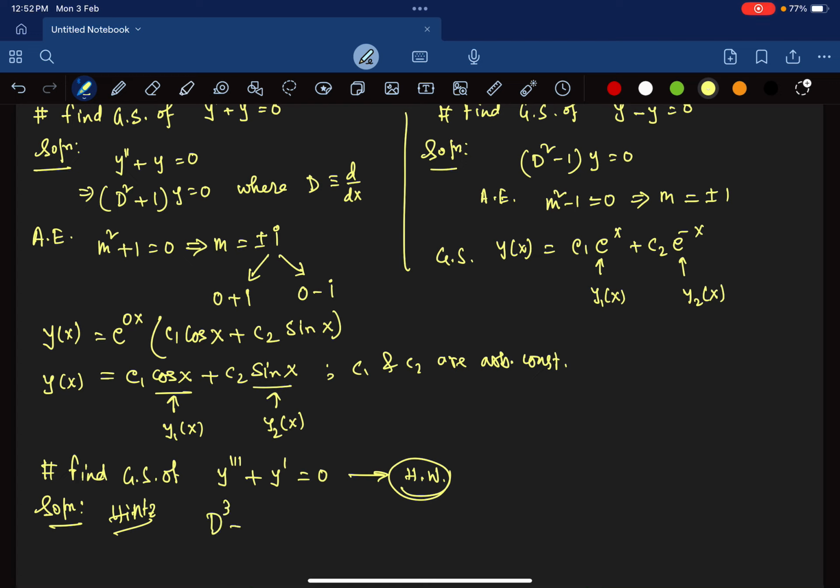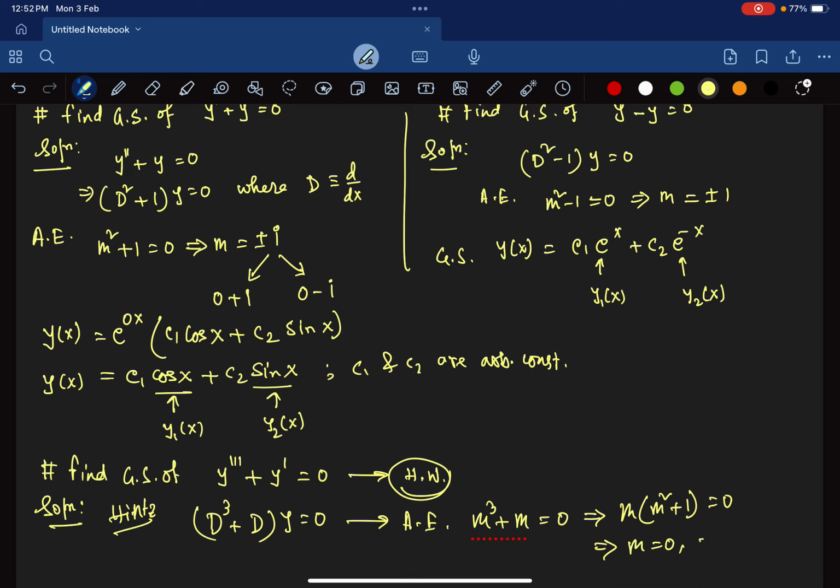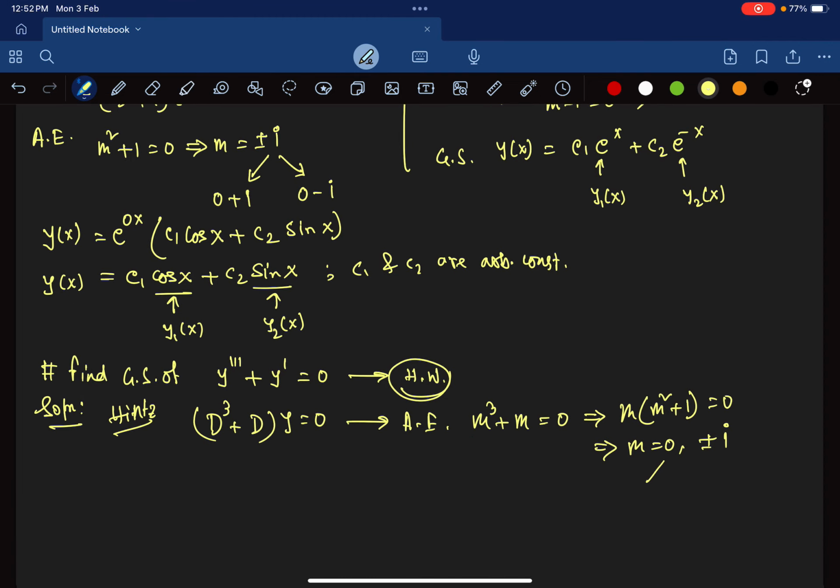The operator form is D^3 y + D y = 0. So immediately the auxiliary equation will be m^3 + m = 0. If you solve this, you will get m(m^2 + 1) = 0, that is m = 0 and m = ±i. So for 0, suppose y1(x) is e^(0x), this is real.